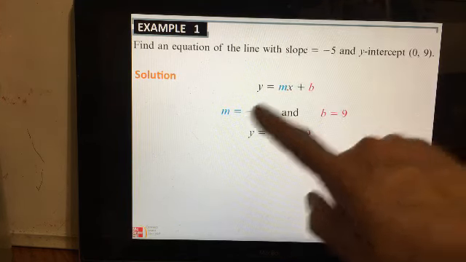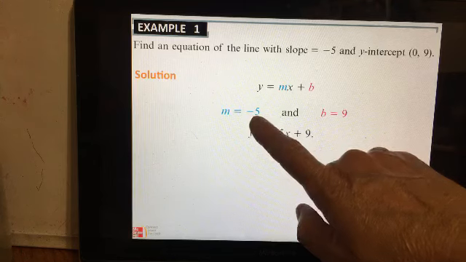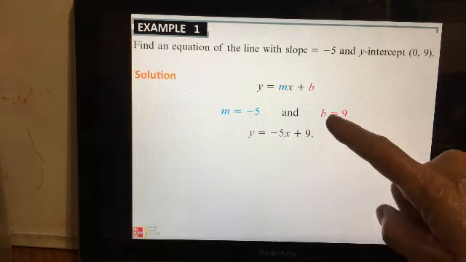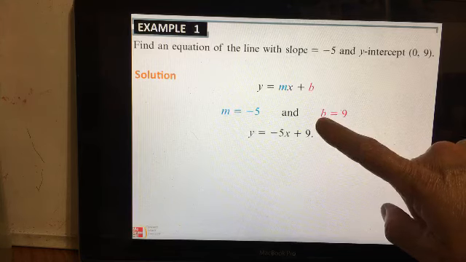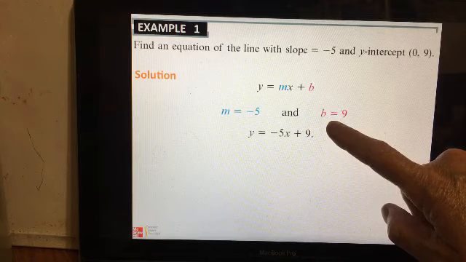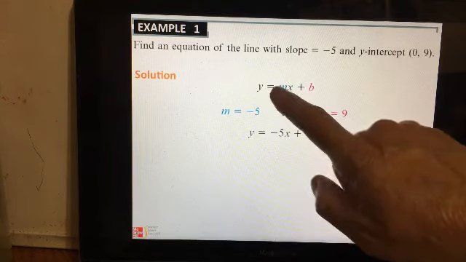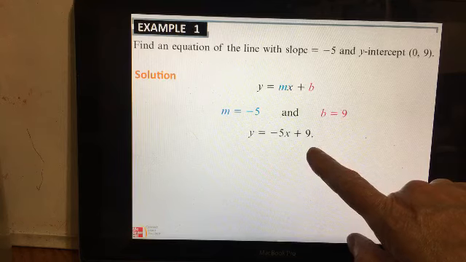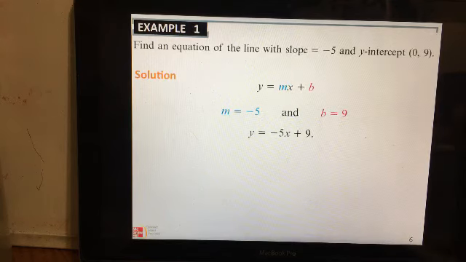Because our slope is -5, we say m is -5. Remember, that's the letter we use to signify slope. And b is the letter we signify the y-intercept with. So the y-intercept is 9, and we just plug in the -5 and the 9 to get an equation of the line. Okay, so we already have a form of the line that's already set up to receive slope and y-intercept.